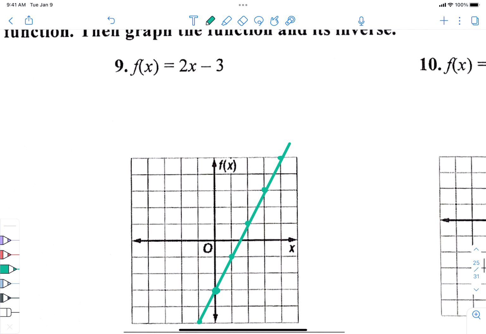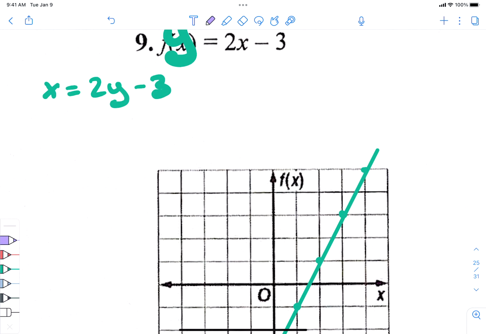And then we have to find the inverse, okay? f of x is the same thing as y, and then we switch our x and y, right? x equals 2y minus 3. Okay, then what? Add the 3 over, right? So x plus 3 equals 2y. Yep, then what? Divide by 2, divide everything by 2.